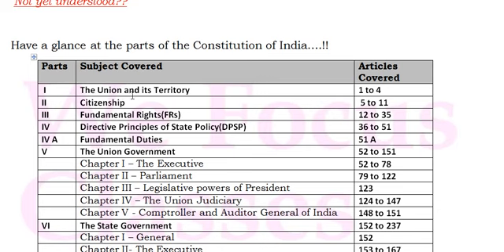The first one is the union and its territory. The articles covered are 1 to 4. The first part talks about the union and territory, and the second part gives us the details about the subject covered, citizenship, and the articles covered are 5 to 11.